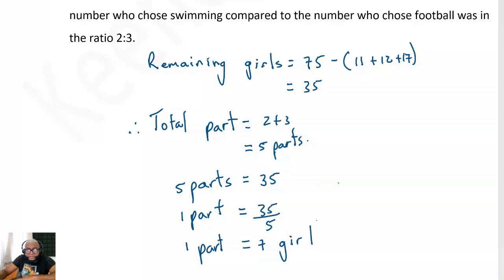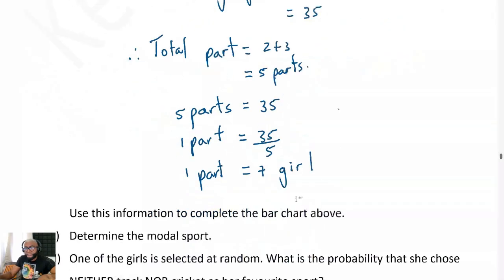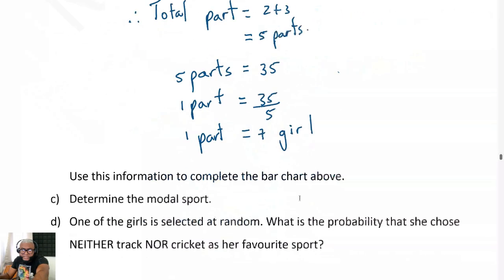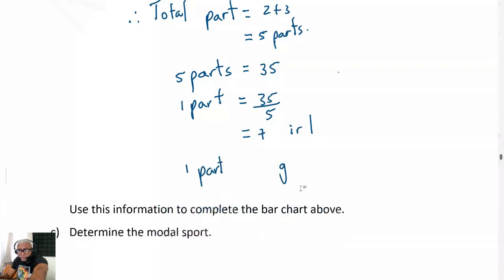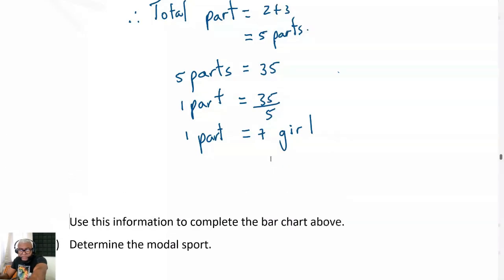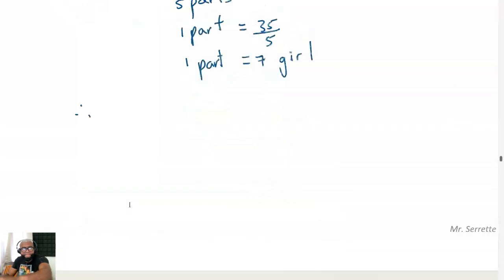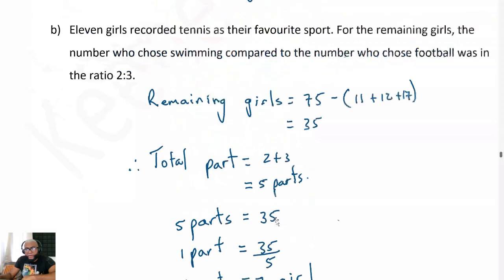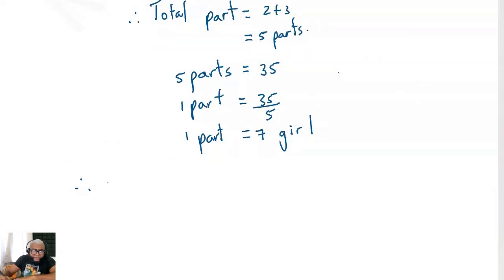So in order to find out the swimming contingent and the football contingent, what do I have to do now? Kaylee, what do I do now? Kaylee, I'm feeling like you're not here. You need to speak up, eh? Kaylee, what do I do now? One part represents 7 girls, right? So therefore, how do I find it, Kaylee? I want to find out for swimming and for football.